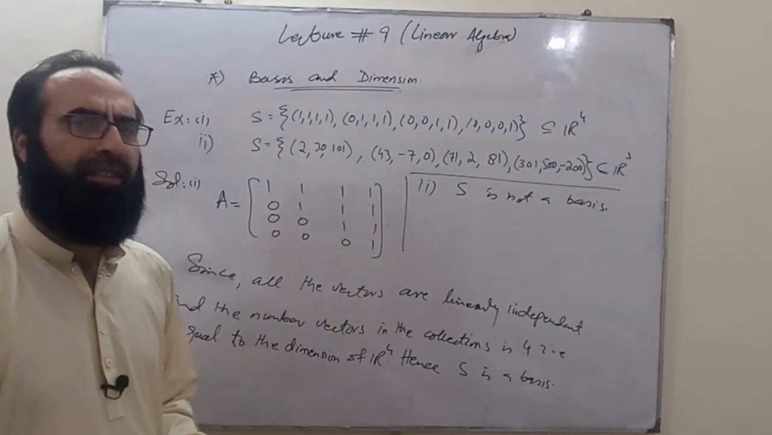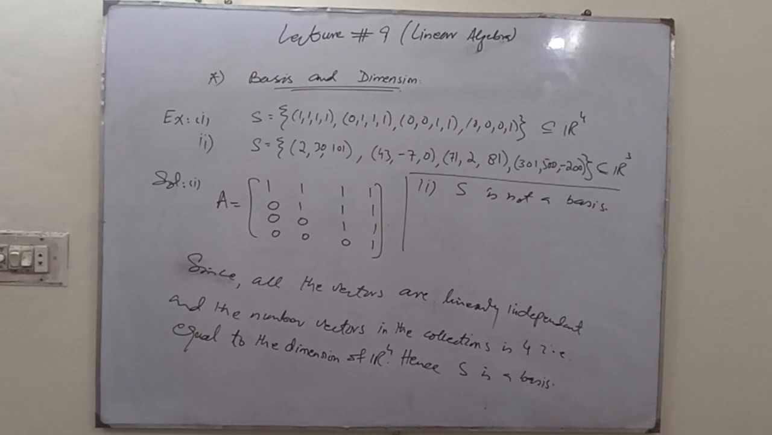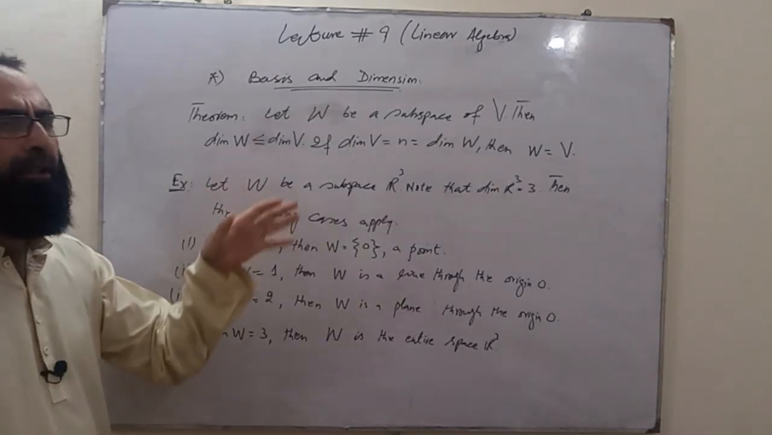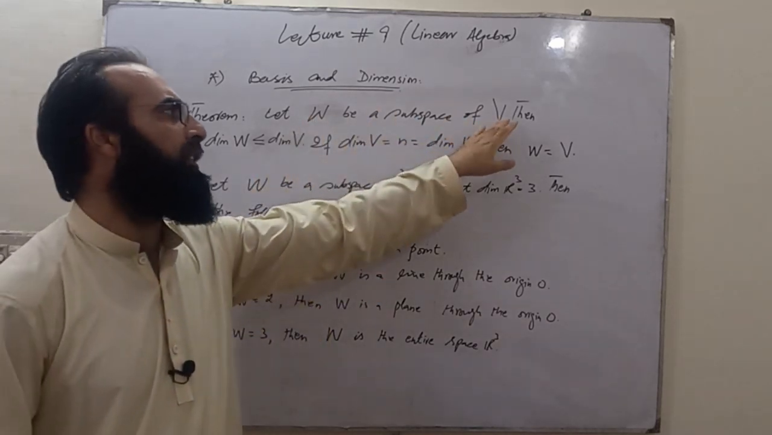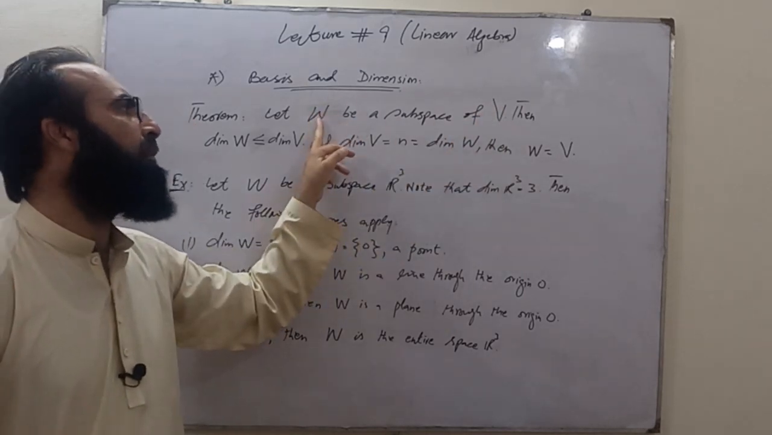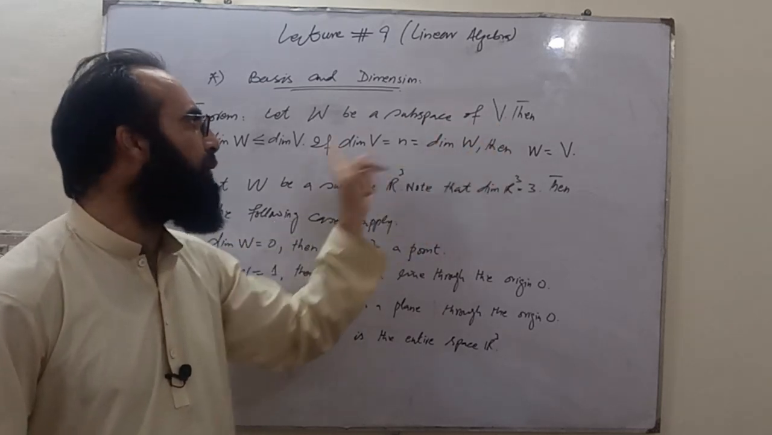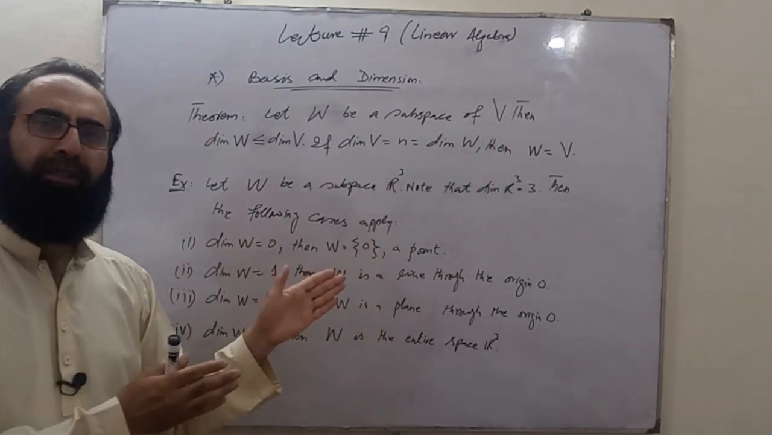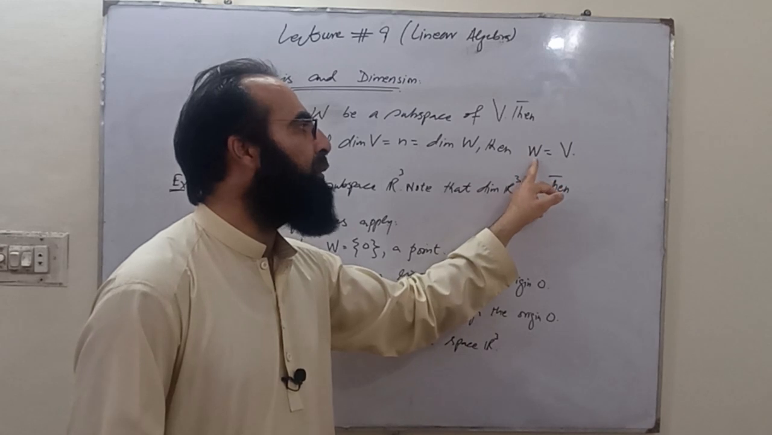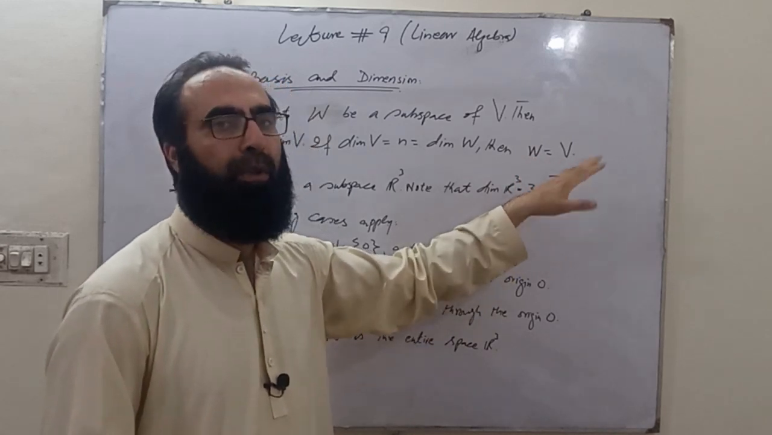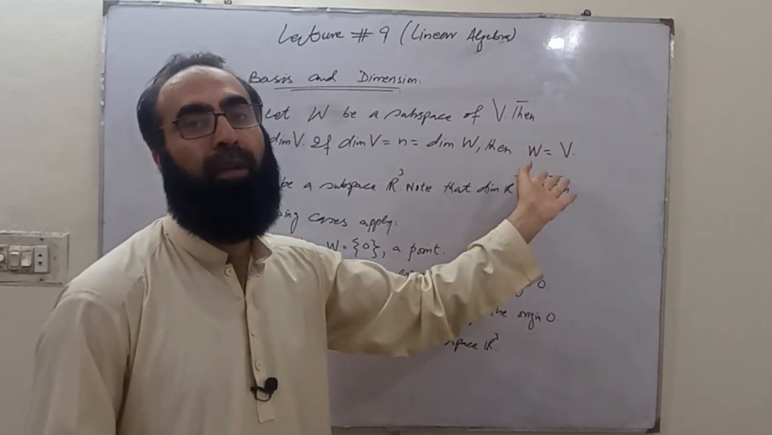Now we will discuss some more points related to this topic. This theorem tells us the relation between a subspace and a space. For example, W is a subspace of a vector space V. Then the dimension of W will be less than or equal to the dimension of V. If the dimensions of both the vector space and subspace become the same, then we will get W equals V. Means there will be no difference between the subspace and the vector space, both will be the same vector spaces.